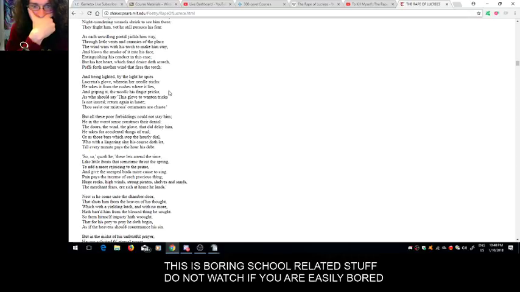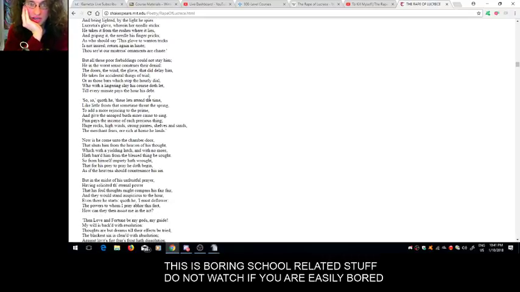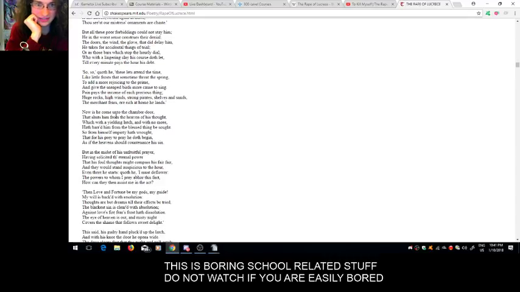But all these poor forbiddings could not stay him. He, in the worst sense, construes their denial. The doors, the wind, the glove that did delay him, he takes for accidental things of trial, or as those bars which stop the hourly dial, who with a lingering stay his course doth let, till every minute pays the hour his debt. So, quoth he, these lets attend the time, like little frosts that sometime threat the spring, to add a more rejoicing to the prime, and give the sneaped birds more cause to sing. Pain pays the income of each precious thing. Huge rocks, high winds, strong pirates, shelves and sands, the merchant fears, ere rich at home he lands.